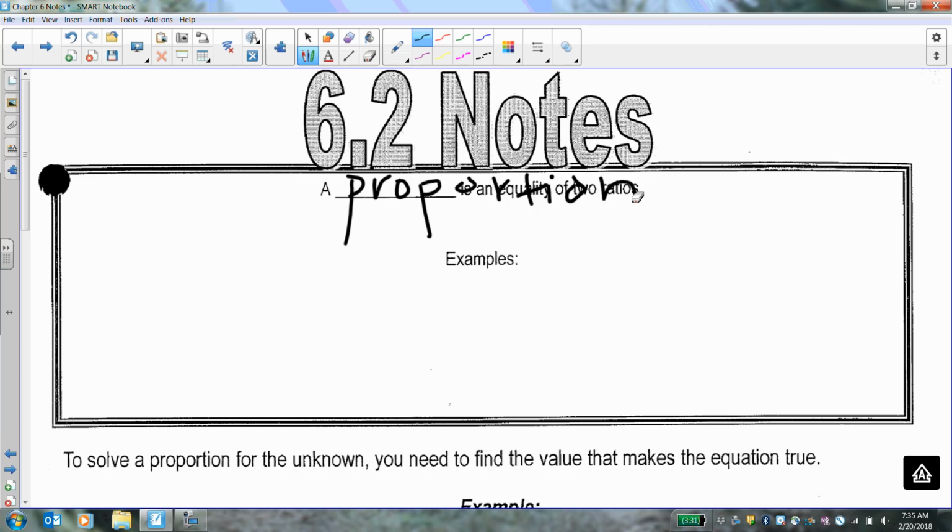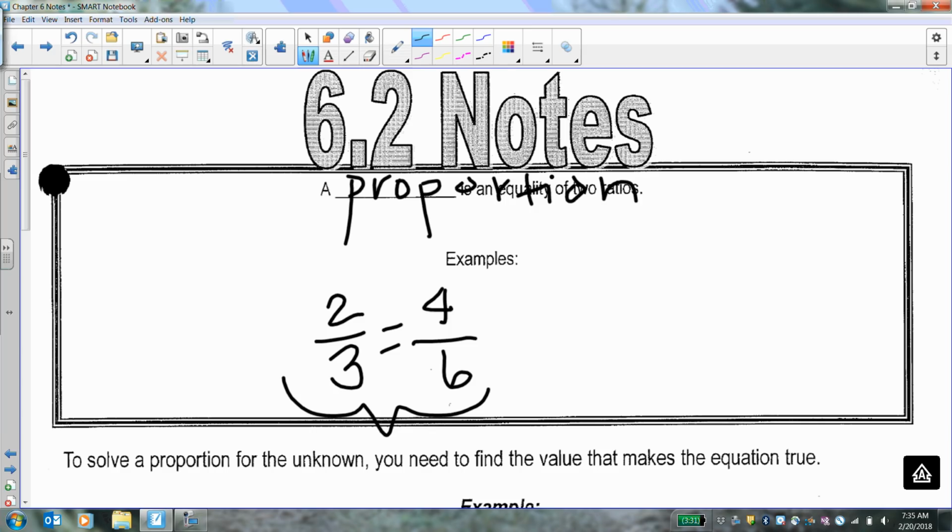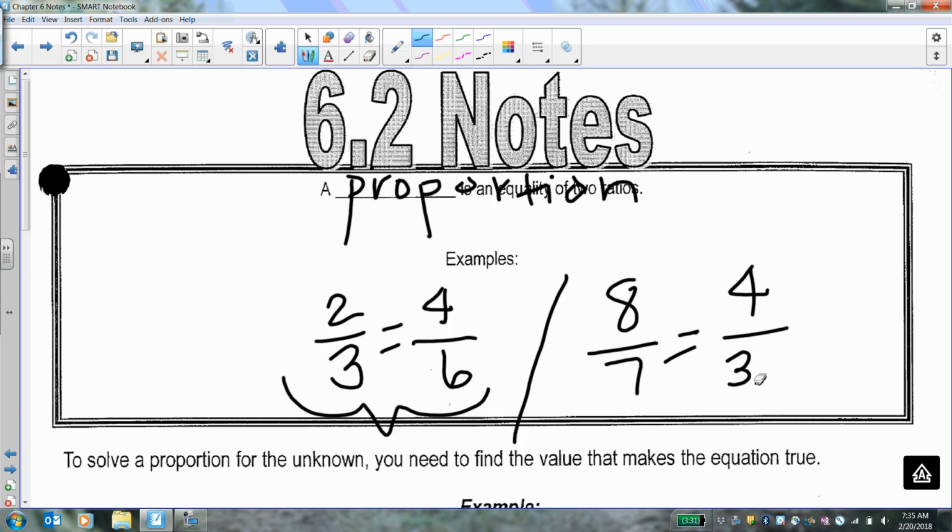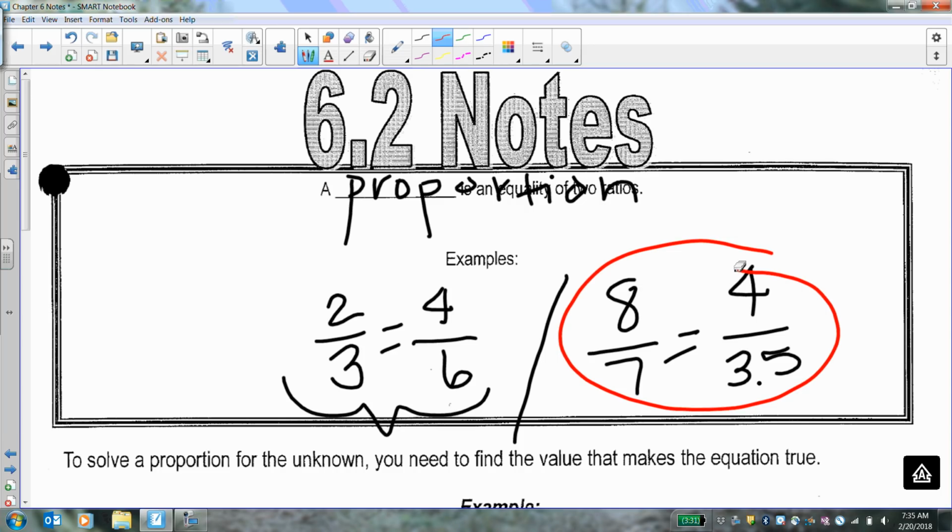So 2/3 is proportional with 4/6. This in itself is a proportion. Just like 8/7 and 4 and 3.5 is a proportion because they are equal. So this is a proportion and this is a proportion. It's when the ratios are equal.